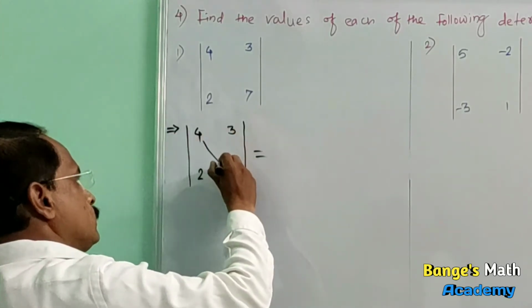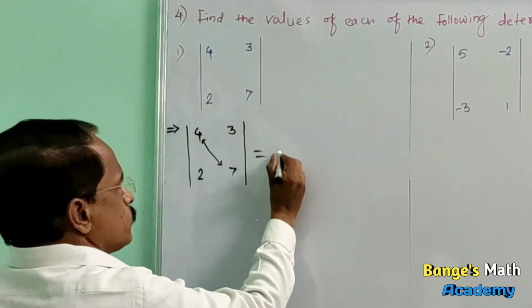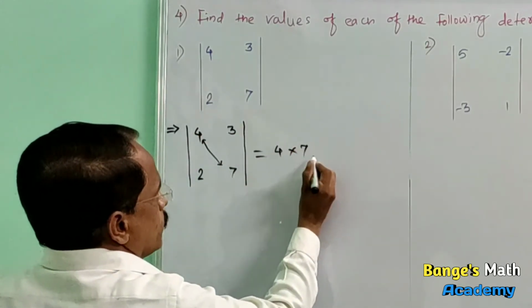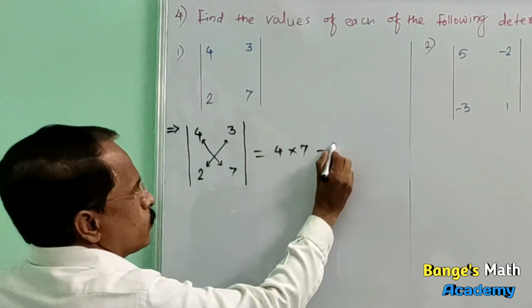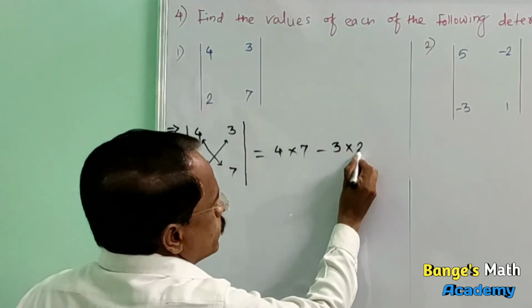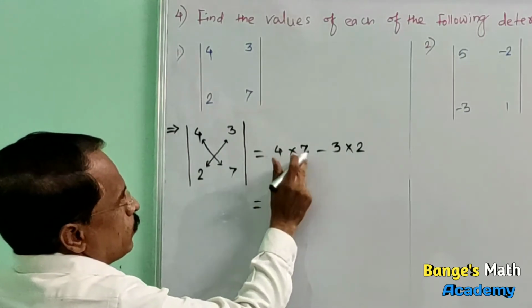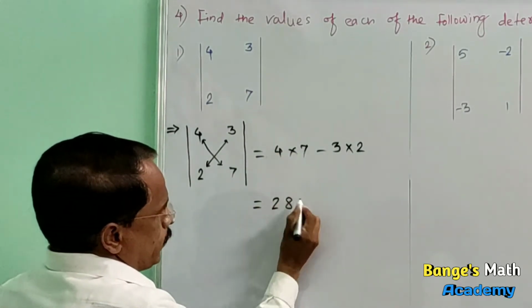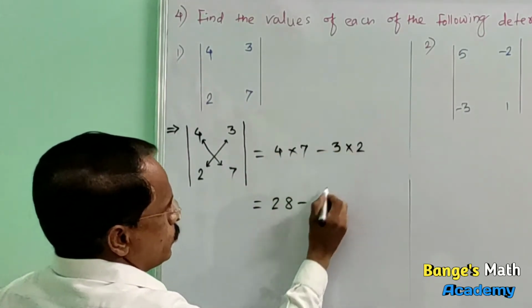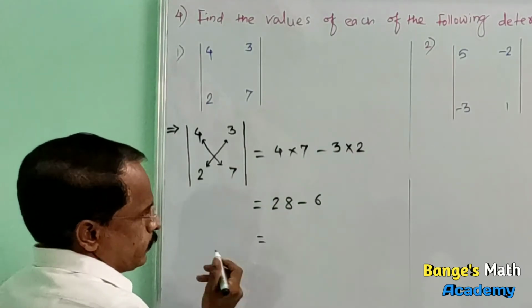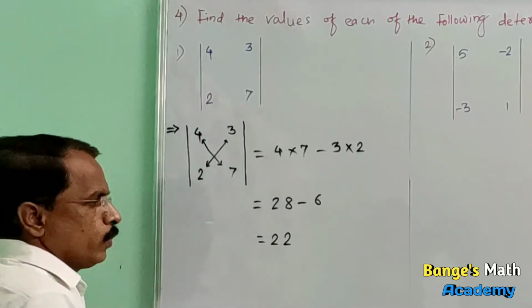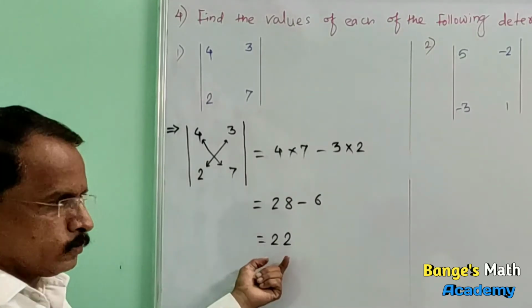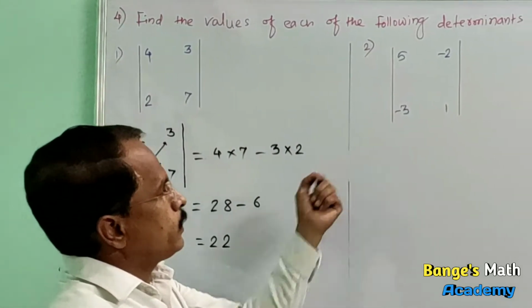So first of all, take the product of 4 into 7, minus then the product of 3 into 2. Simplify this. 4 into 7, 28, minus 3 into 2, 6. Subtraction of this, 28 minus 6, 22. The value of this determinant is 22. See second example.